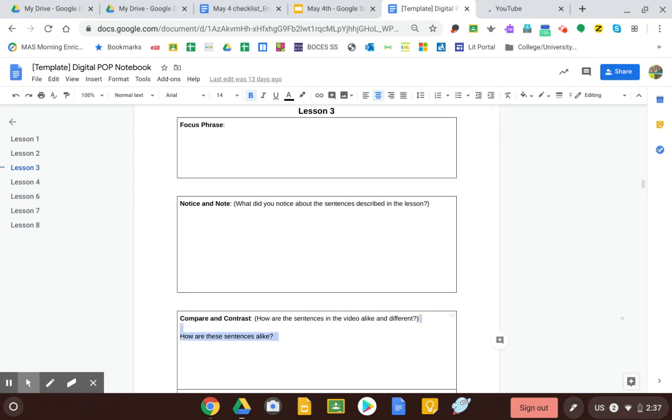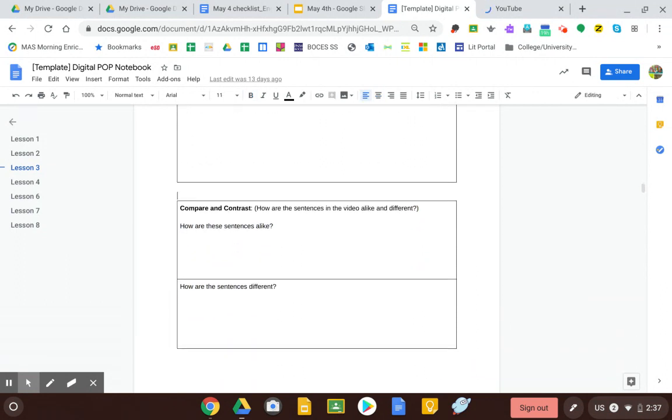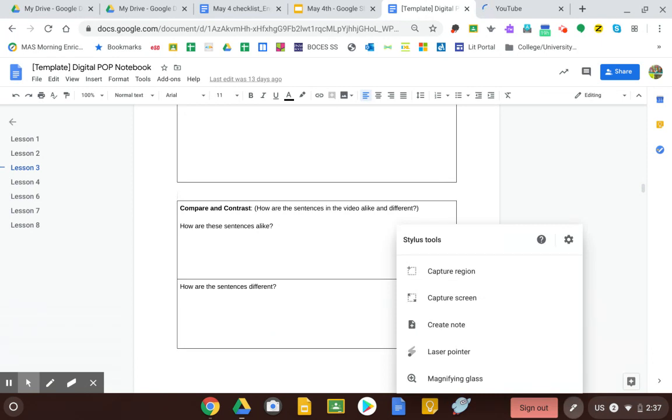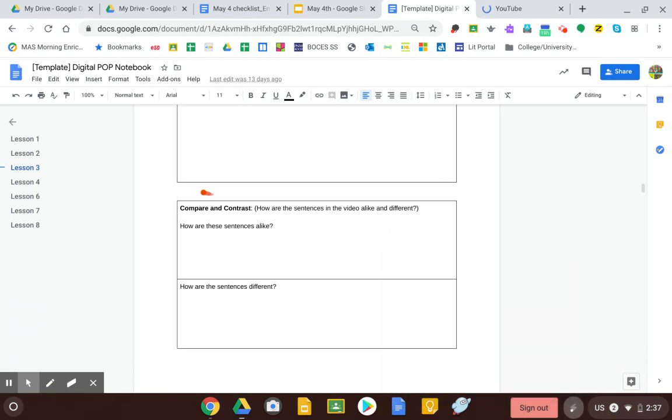The final thing that you are working on is the compare and contrast box. And this is very similar to how we were doing it in the classroom. The only difference is the layout. In the classroom, we were working on a T-chart. Here, it was just easier to set up this way. So in the top box, you are comparing the sentences that the author described. What I mean by comparing is you are describing how they are alike, what they have in common. And then in the bottom box, you are describing how these sentences are different.